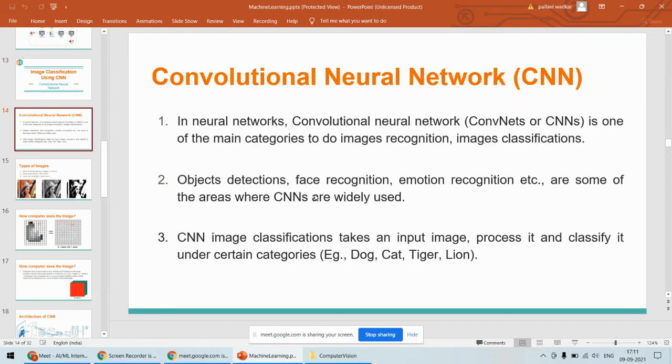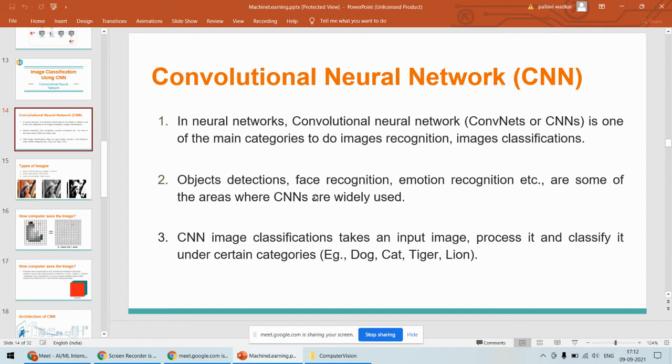So it's some sort of neural network. The convolutional neural network is one of the major categories to do image recognition and image classification kind of problem statement. And when I say image recognition and image classification, it's all about face recognition, object detection, emotion recognition, brain tumor detection, chronic kidney disease detection using ultrasonic images, and anything can be the application where the images are involved.